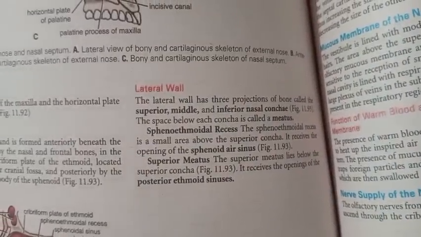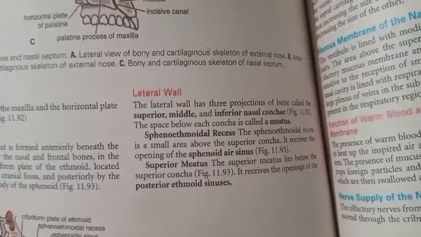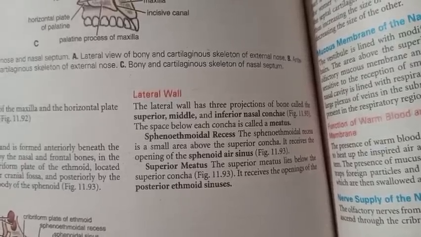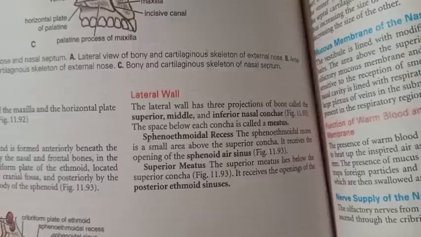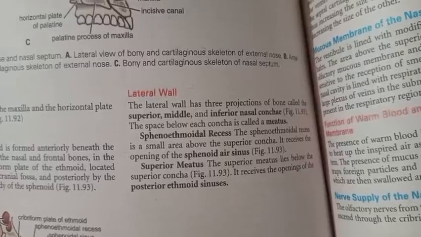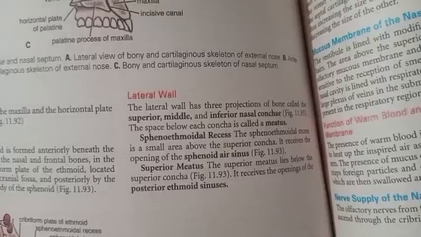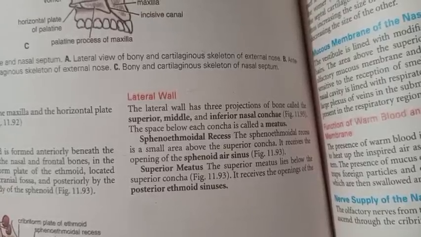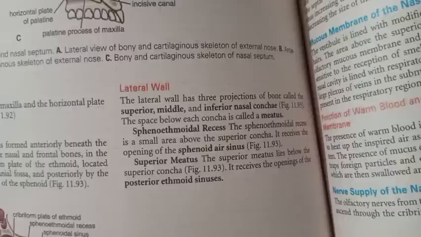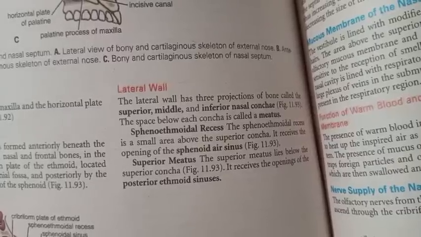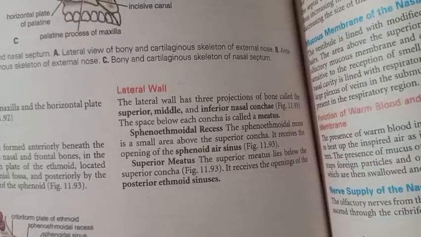The lateral wall has three projections of bone called the superior, middle, and inferior nasal concha. The space below each concha is called a meatus. The sphenoethmoidal recess is a small area above the superior concha. It receives the opening of the sphenoid air sinus.